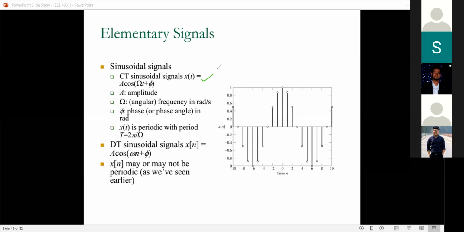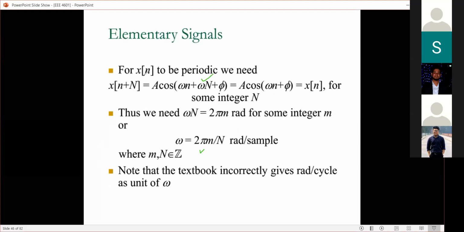A similar expression for a discrete time signal is this, but it needs further discussion. Not always, for any value of omega, is your signal periodic. In continuous time it is periodic, but this is not true for a discrete time signal. We need to carefully understand this difference, because it belongs to sampling and other issues, and we will be discussing this. Just consider this signal.